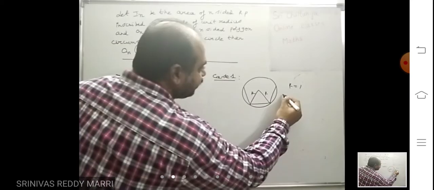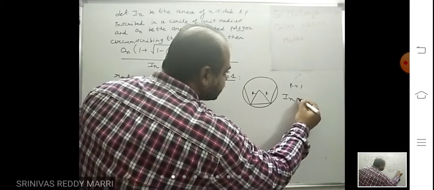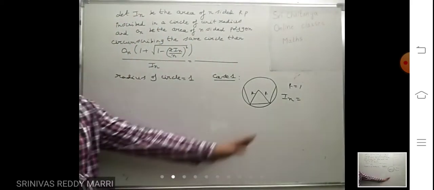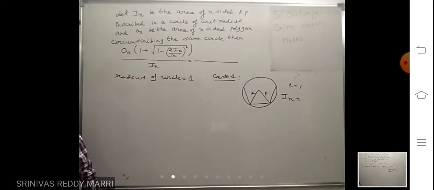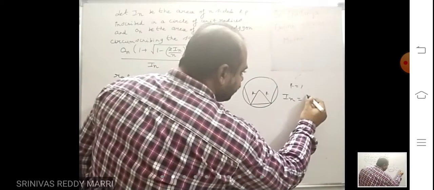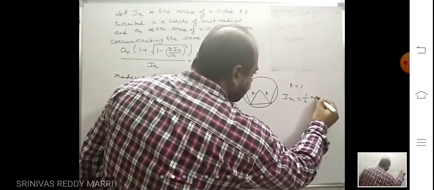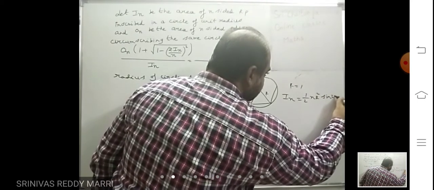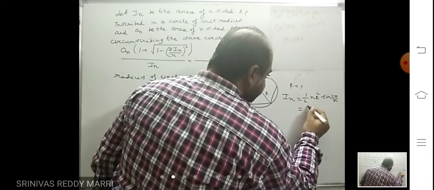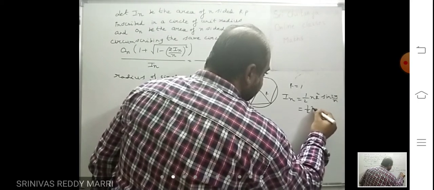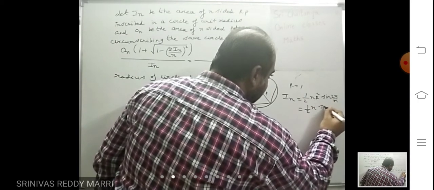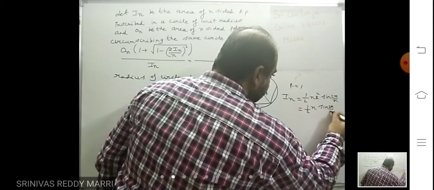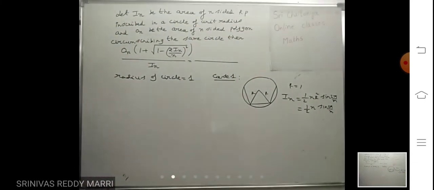That symbol he has given is nothing but a symbol. Just like I have taken A1, he has given IN. What is the formula? 1 by 2 n R square. If capital R is known, this is the formula. Simple, don't confuse. 1 by 2 n into 1 sine 2 pi by n. So this is IN, the first case. That is the area he is asking. So, second case.